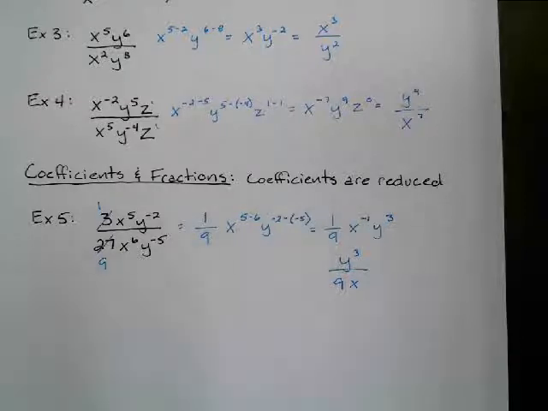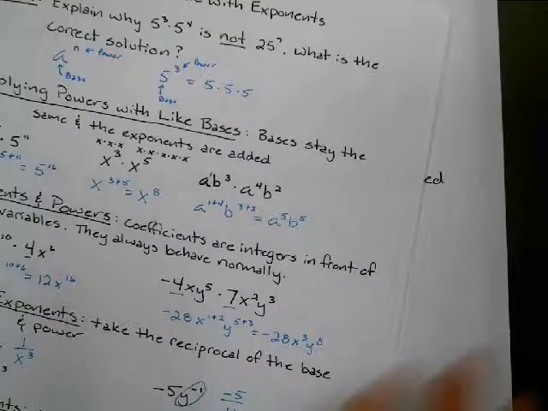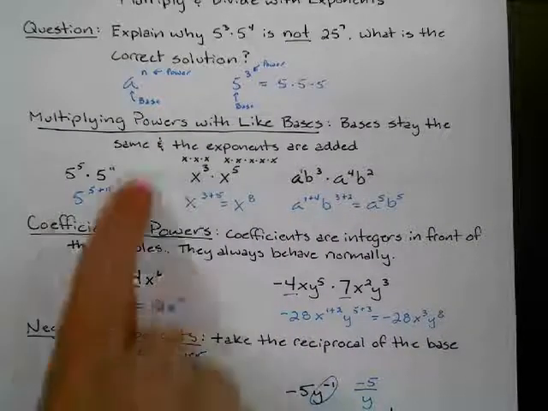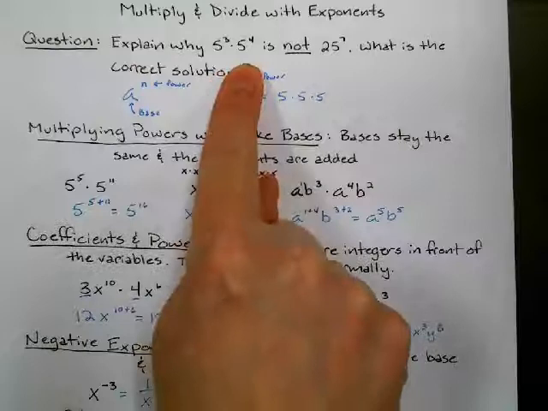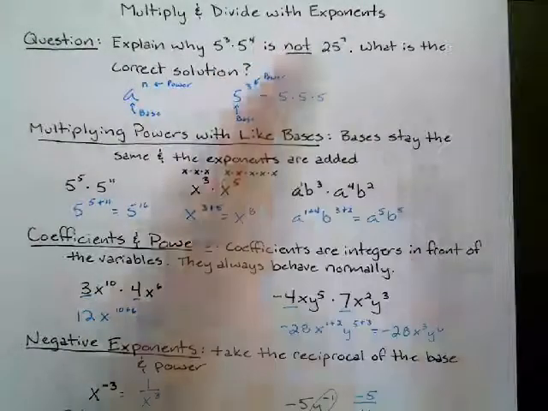Oh, answer your question too. So you should see, especially after looking at these problems down here, you should see why 5 to the third times 5 to the fourth is not 25 to the seventh. All right, so answer that question as part of your summary.